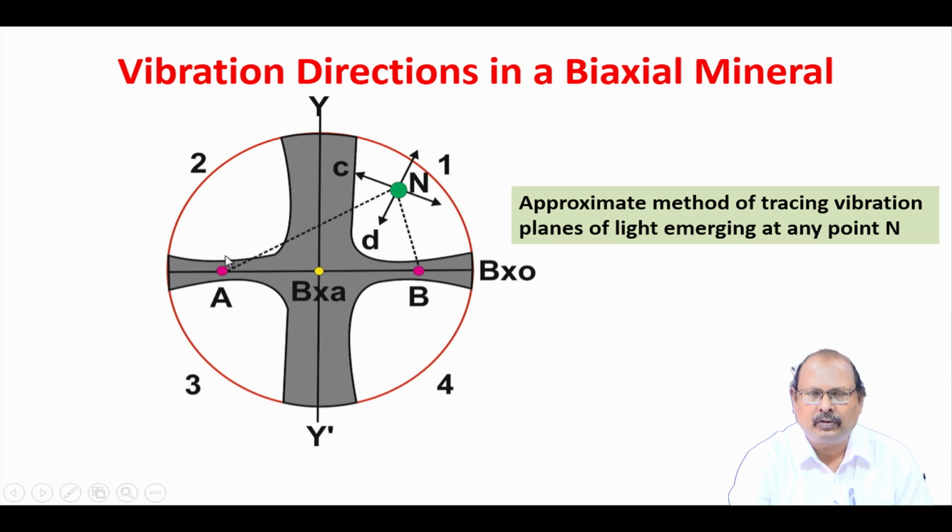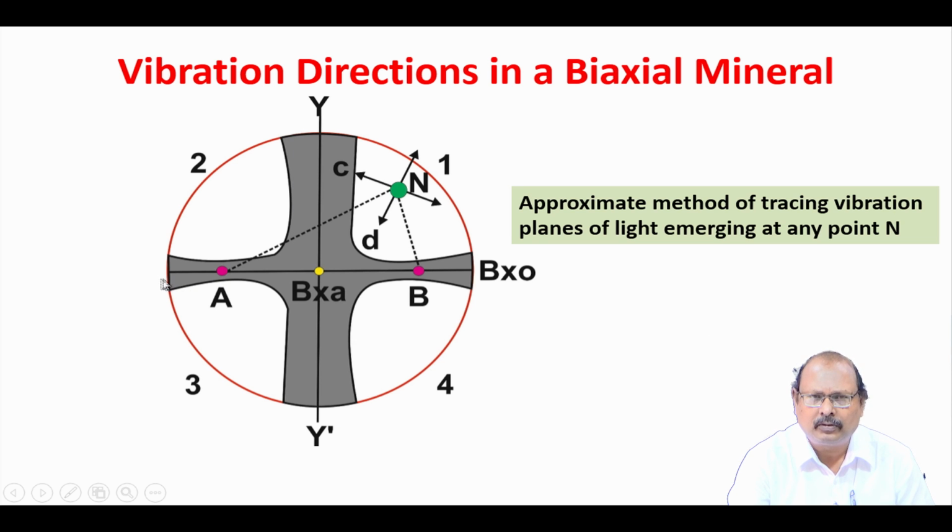So, this point of emergence of the optic axis is also called the melatope here. One melatope here and the other melatope here. And if you join the two melatopes, that will also pass through the BXA position here, and this trace is the trace of the optic axial plane here. And what you also have here is that the perpendicular to the trace of the optic axial plane is the optic normal, which is the Y vibration direction here.